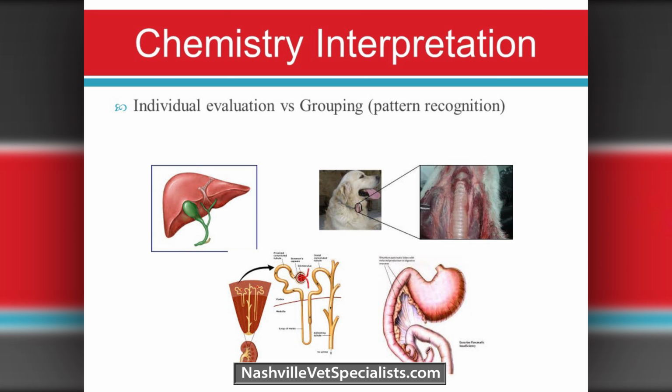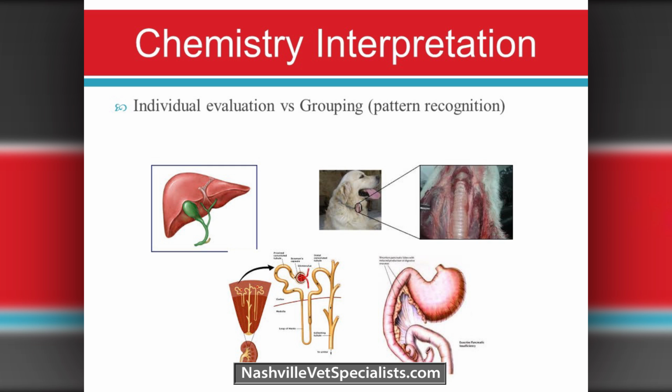When you look at the chemistry interpretation, you definitely can look at each individual test, but I do find grouping them is easier, for my mind at least, to think about certain disease processes or organ systems you're looking at. Usually you'll have the liver, then calcium, phosphorus, and then maybe the parathyroid values, and then of course the kidneys. And then the GI.